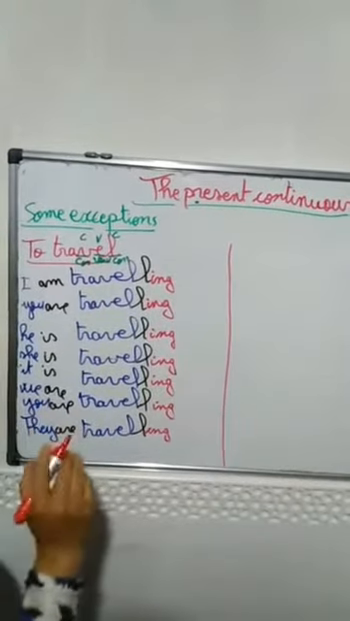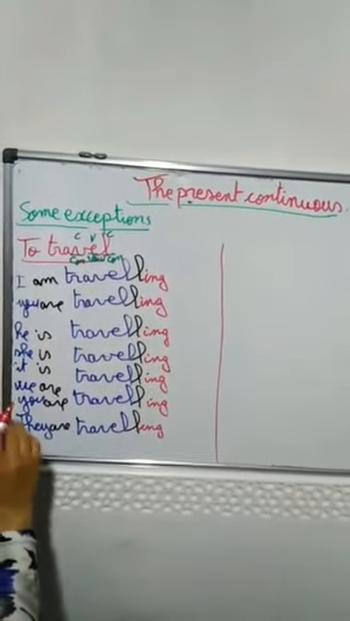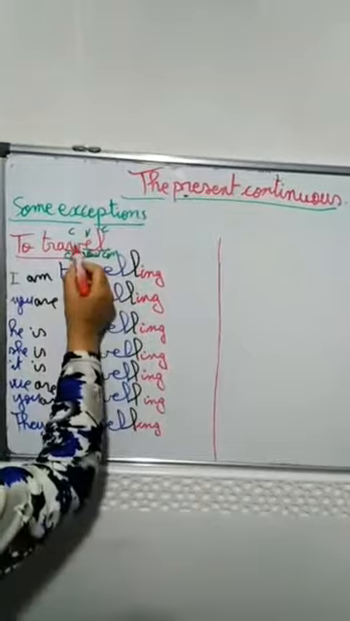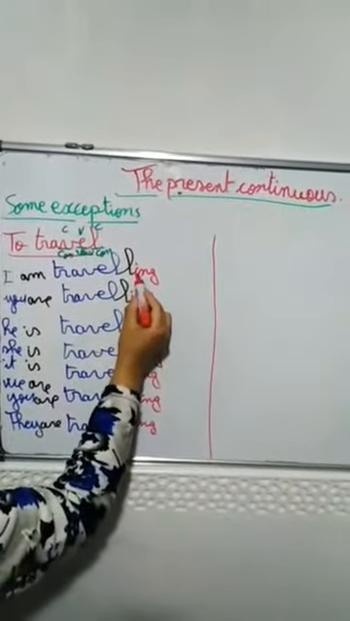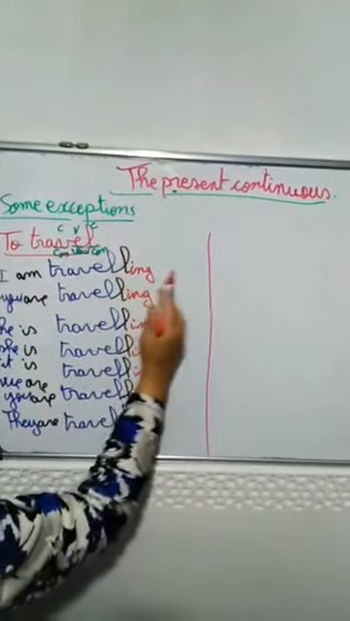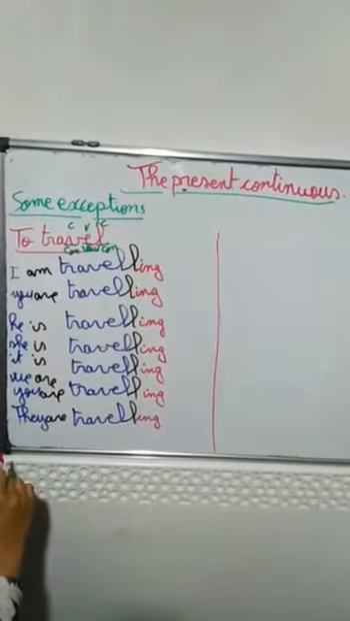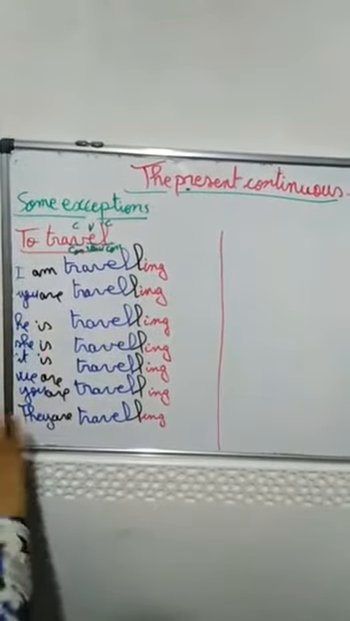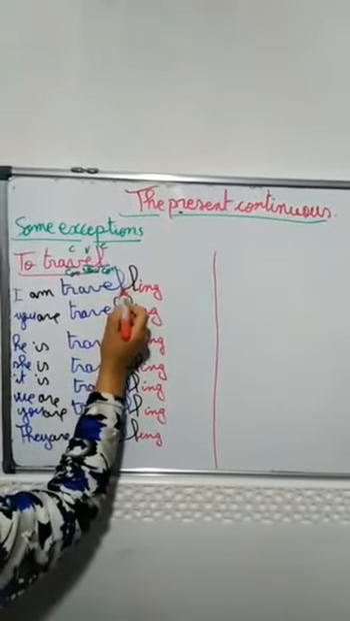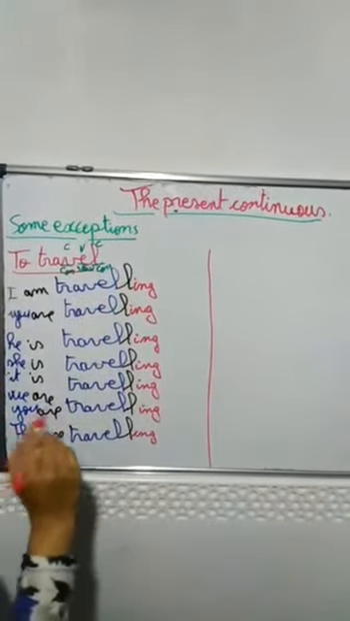So, no problem for the first exception. Is it clear? Once you find CVC verbs, you have to double the last consonant before adding the ing form. For the verb to be, there is no change. Is this okay? The only change is in the last consonant, we have to double it. Clear? Good. Now let's move to other exception.